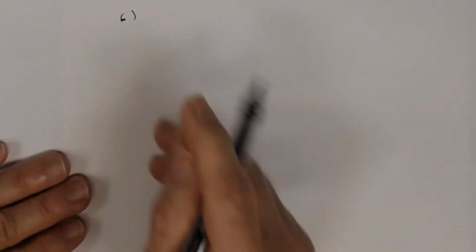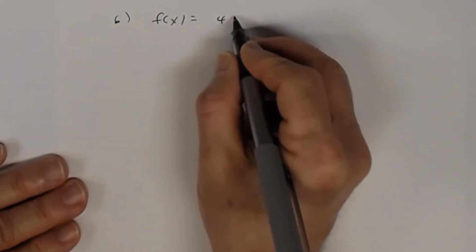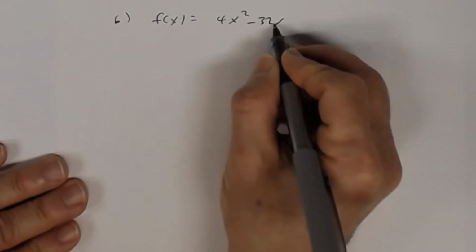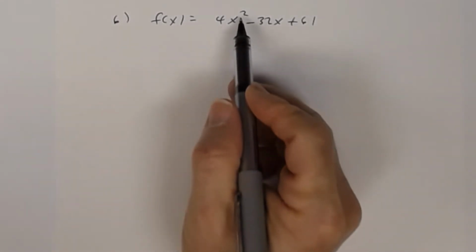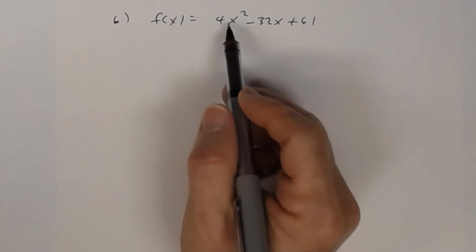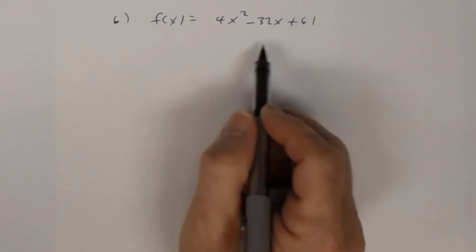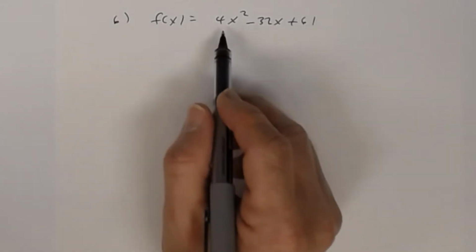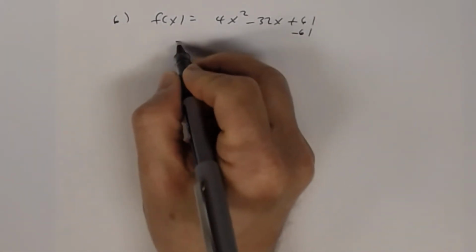In number 6, let's suppose we had f of x. We're going to do another one like this. f of x equals 4x squared minus 32x plus 61. Okay. Now again, notice the coefficient of x squared is not 1. So let's go ahead and divide both sides by 4. And so I'm going to go ahead and subtract 61 first. Subtract 61.